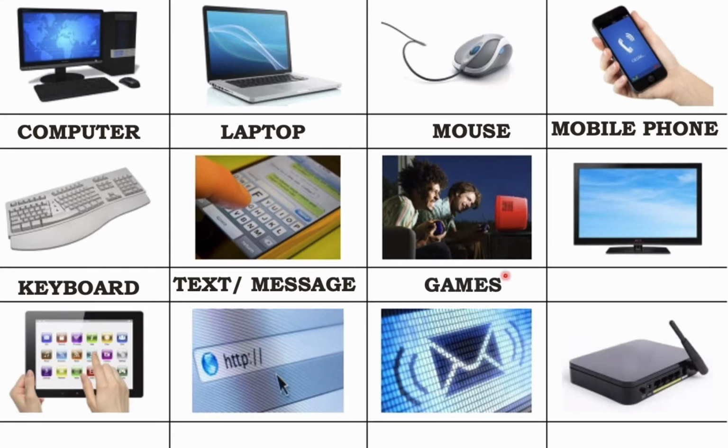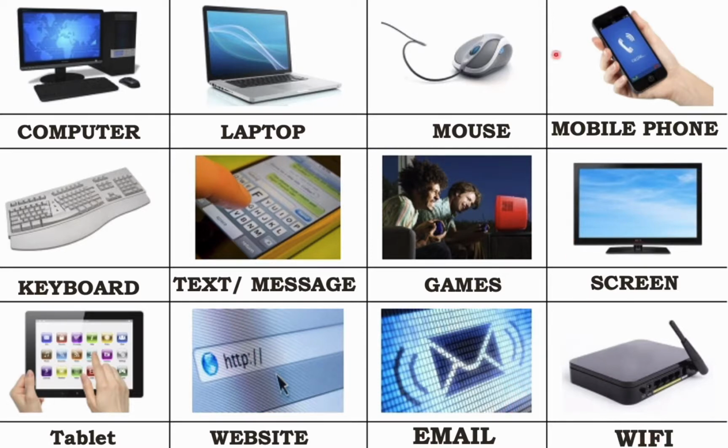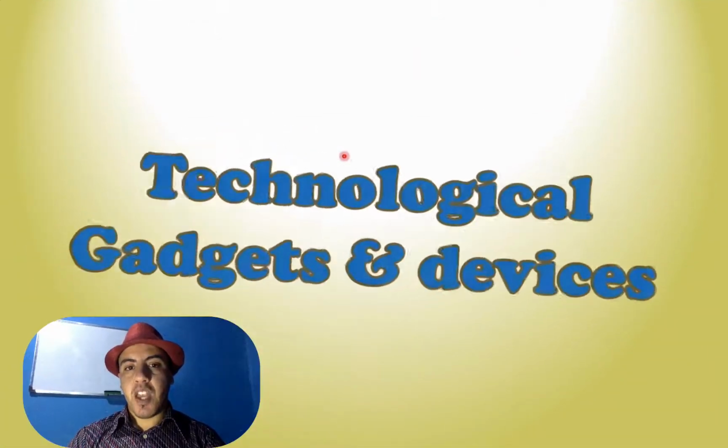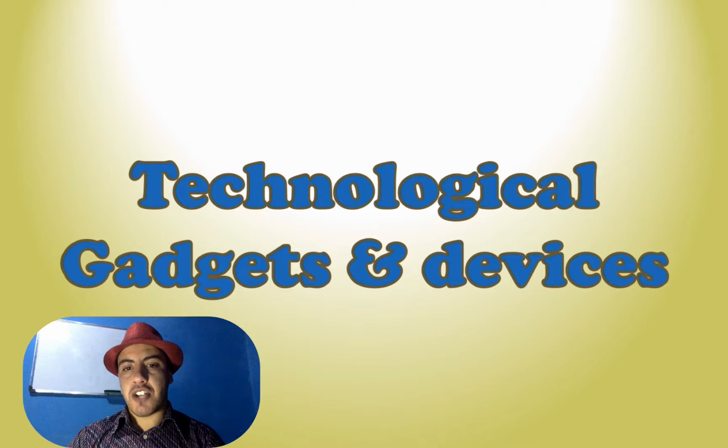Next one is games, let's try to play games. We have a screen, touchpad or tablet. Next one is website. Here we are talking about the internet. For example, Google, Wikipedia, etc. And email, which is an electronic letter, and we have Wi-Fi here. So as you can see, we're talking about technology. We're talking about devices or materials. Now let's talk about some technological gadgets or devices.